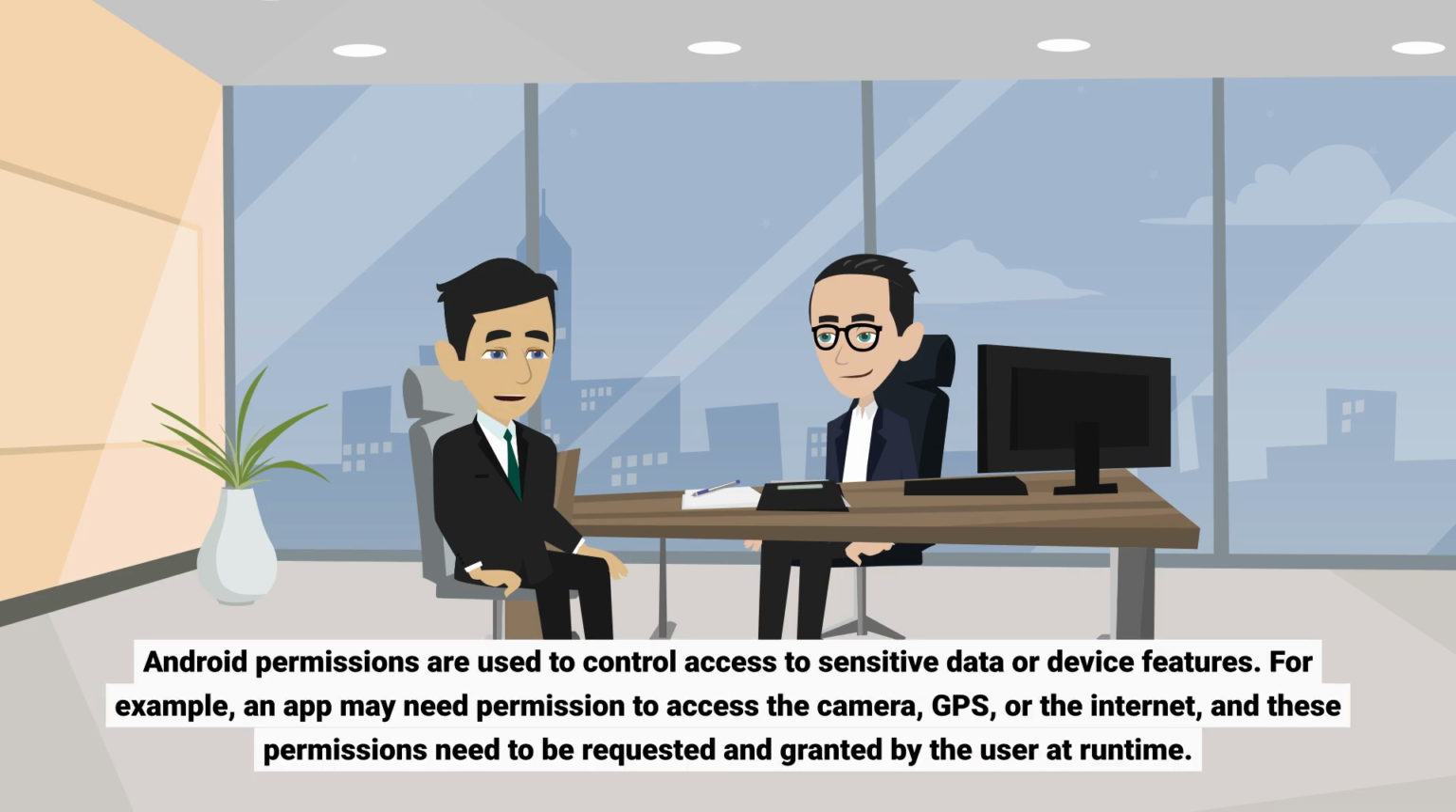Explain the concept of Android permissions. Android permissions are used to control access to sensitive data or device features. For example, an app may need permission to access the camera, GPS, or the internet, and these permissions need to be requested and granted by the user at runtime.